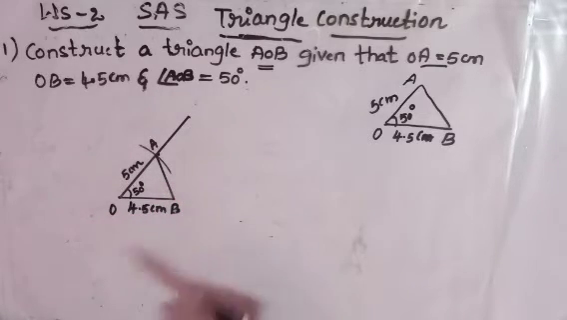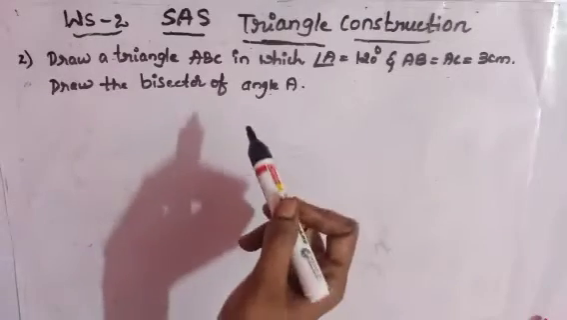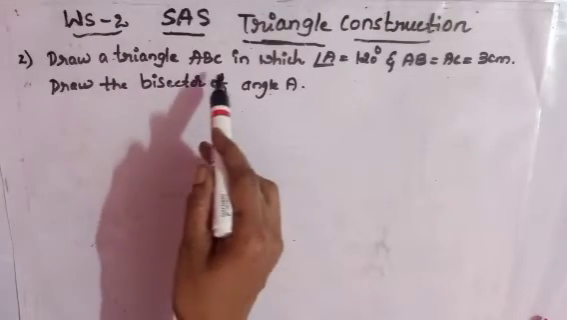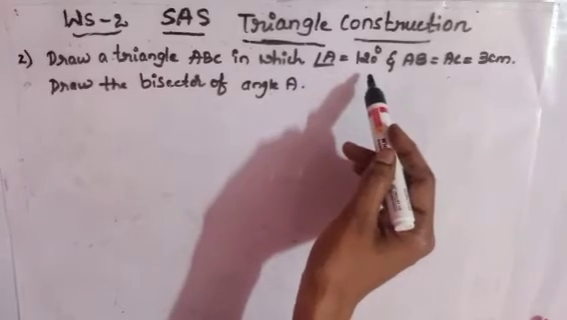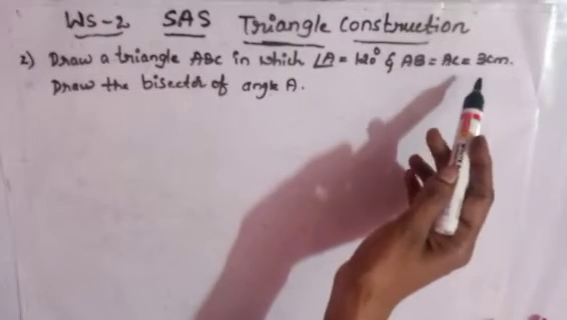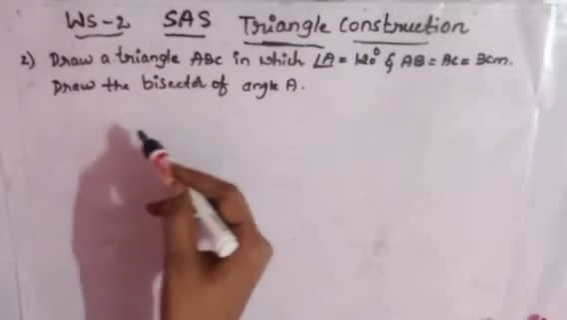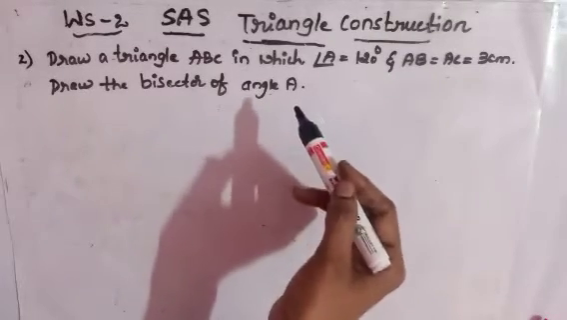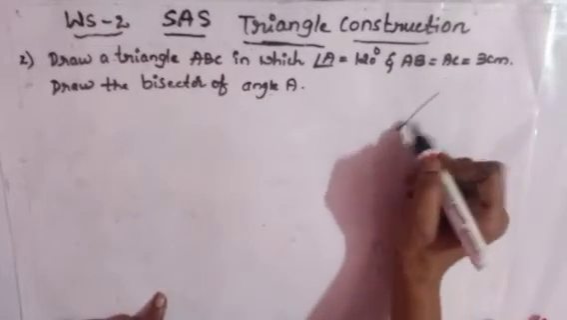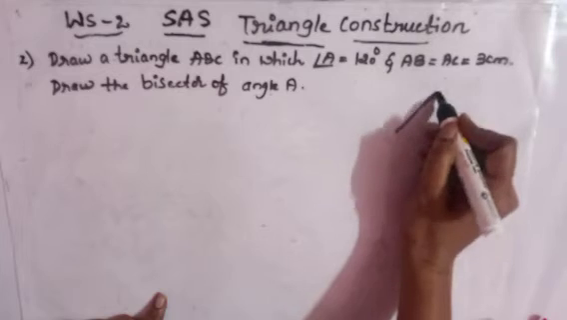So let us solve the next one. Second one, draw a triangle ABC in which angle A is 120 degree, AB equals AC equals 3 centimeter. Draw the bisector of angle A. First let us draw the rough sketch, rough diagram.